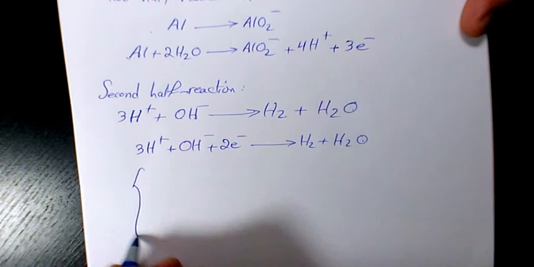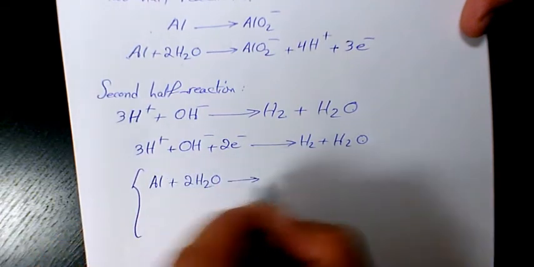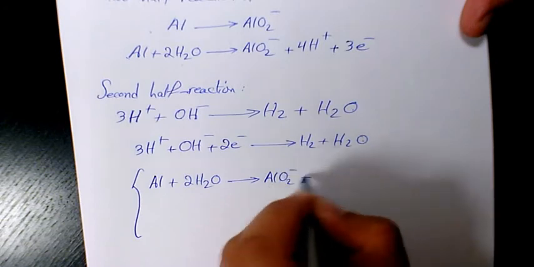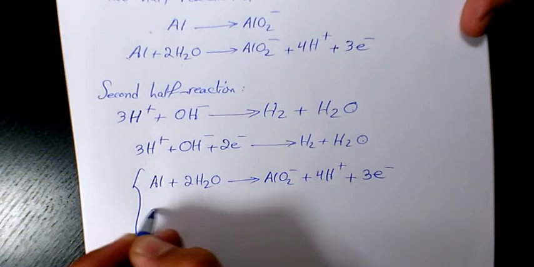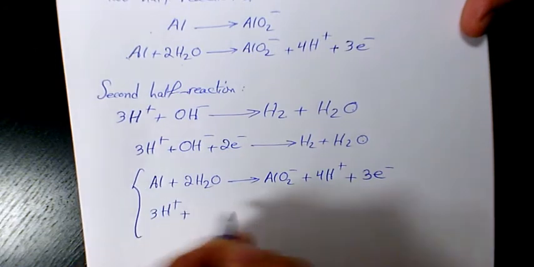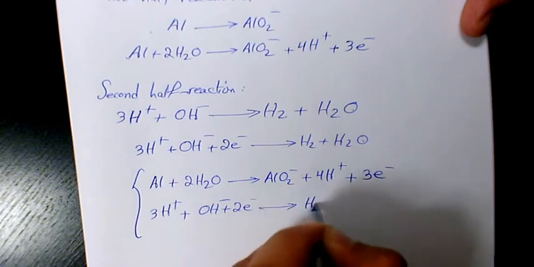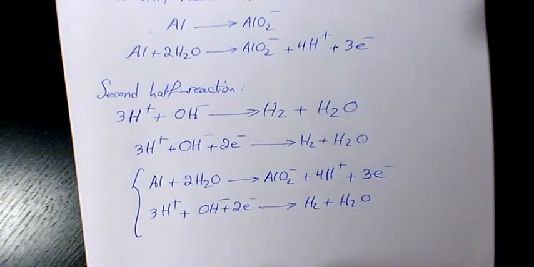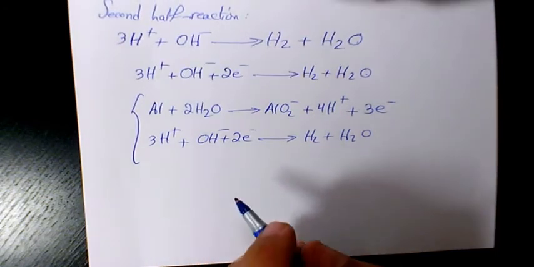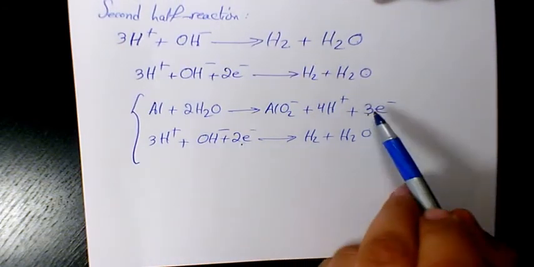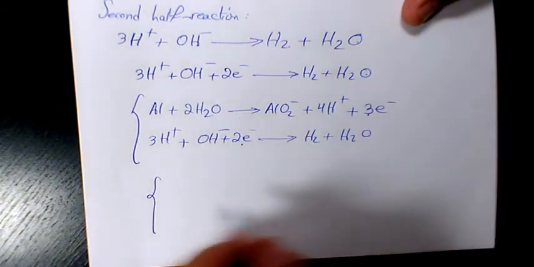So now we write both reactions. Al plus 2H2O gives AlO2 minus plus 4 hydrogen plus 3 electrons. 3 protons, OH minus, 2 electrons, gives H2 plus H2O. So 2 electrons, 3 electrons, we multiply the first reaction by 2 and the second reaction by 3. So we multiply the first reaction by 2.